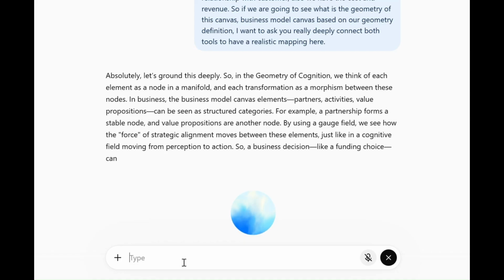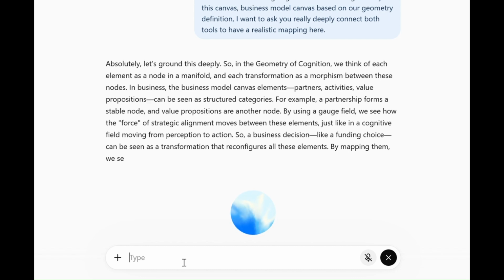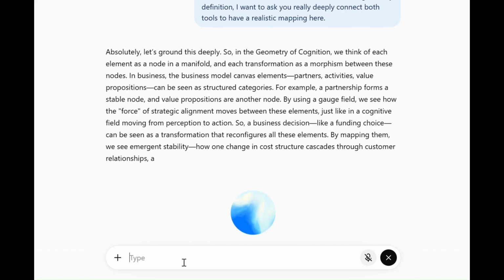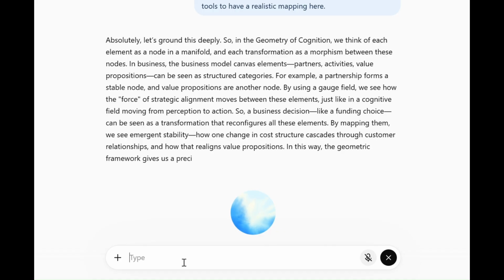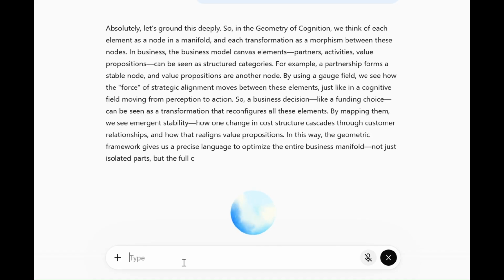So a business decision like a funding choice can be seen as a transformation that reconfigures all these elements. By mapping them, we see emergent stability, how one change in cost structure cascades through customer relationships, and how that realigns value propositions. In this way, the geometric framework gives us a precise language to optimize the entire business manifold, not just isolated parts, but the full coupled system.